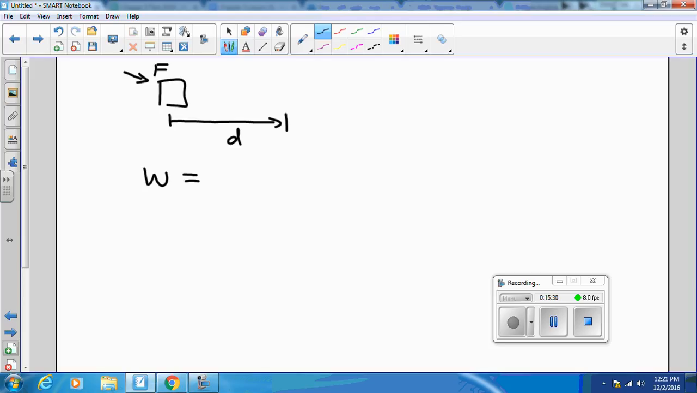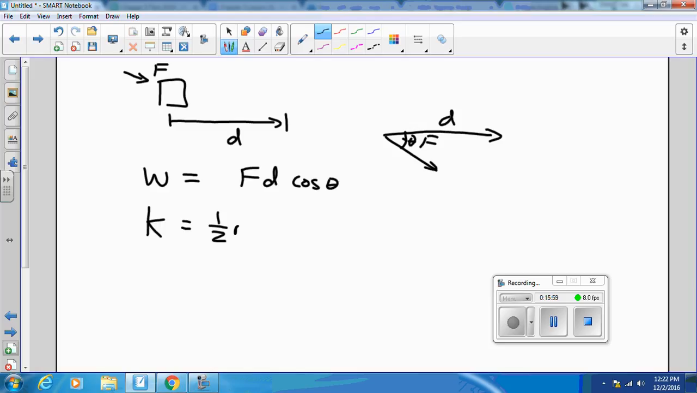Fd times the cosine of the angle between. And the way we measure that angle is strictly between the two vectors, and it has no relationship to our coordinate system. It is a coordinate-free representation, which we love. We also defined a second quantity called kinetic energy. Kinetic energy is 1/2 mv squared.